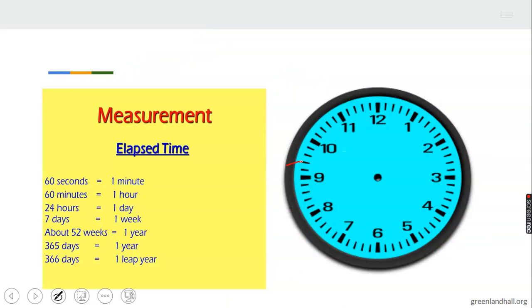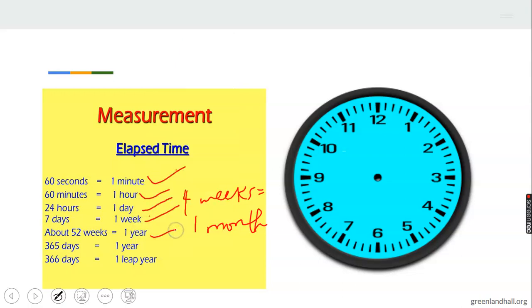Now, I hope you still remember our time measurement. 60 seconds make 1 minute. 60 minutes make 1 hour. 24 hours make 1 day. 7 days make 1 week. Then we have 4 weeks make 1 month. 4 weeks is what? 1 month. And we also have what? 52 weeks make 1 year.